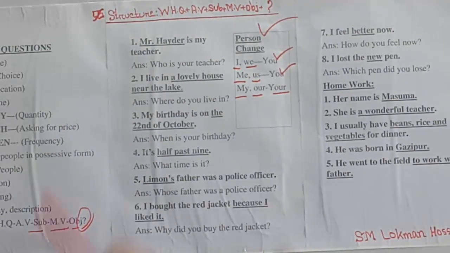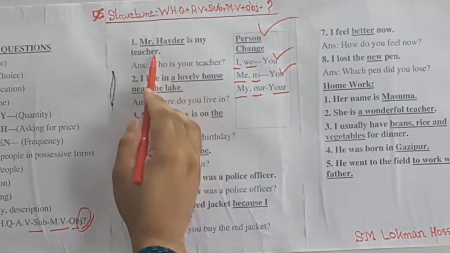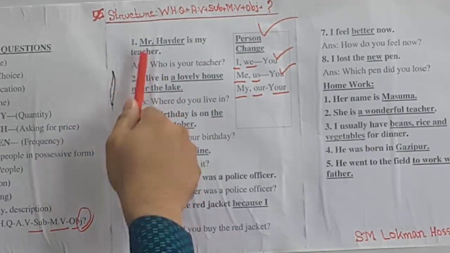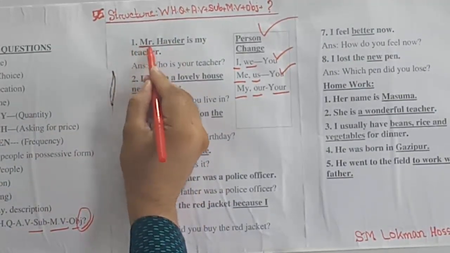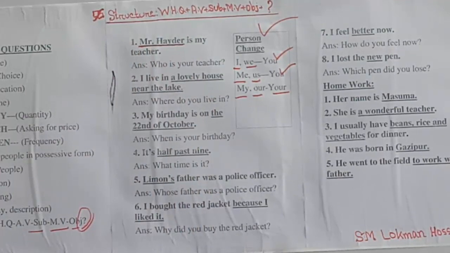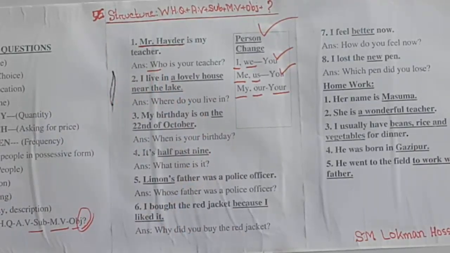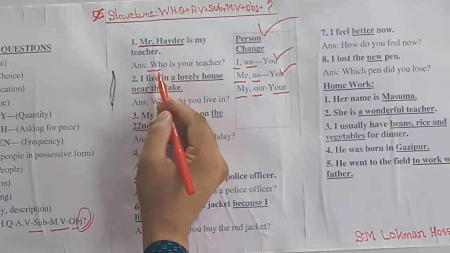Here there are some sentences. First sentence is Mr. Haidar is my teacher. Where is the underline? You have to give emphasis on underlined words. Our underline is below Mr. Haidar. So if your underline is below a subject or proper noun, then you have to write who, which denotes people. So Mr. Haidar is a person, that's why who is here.